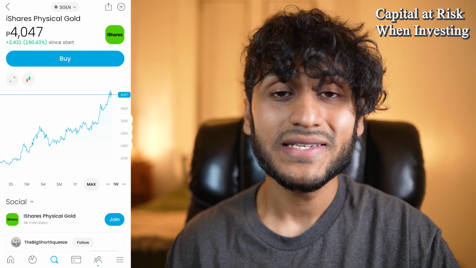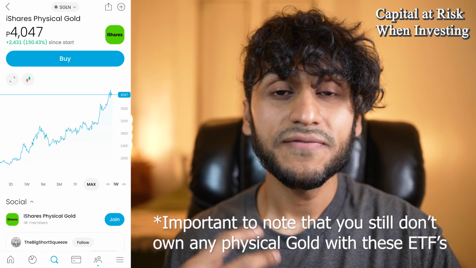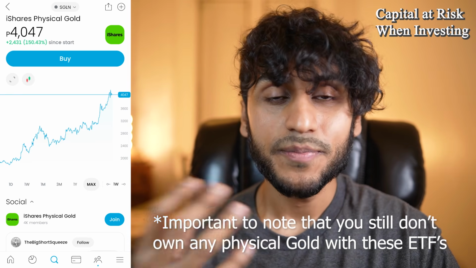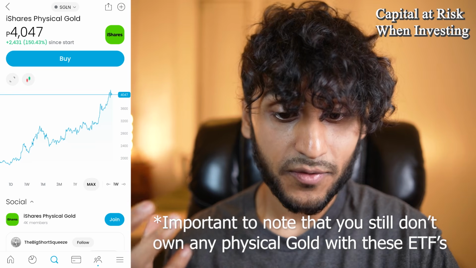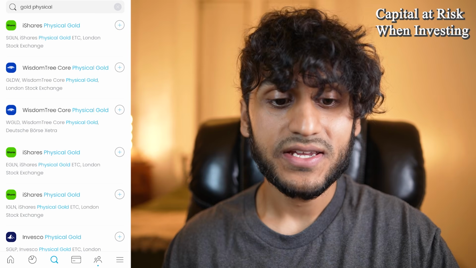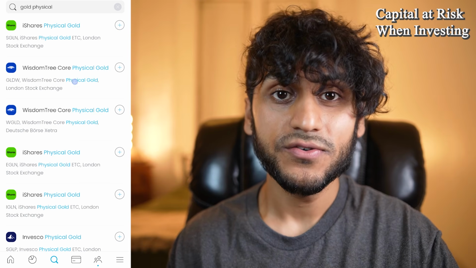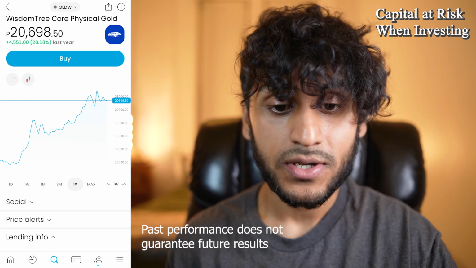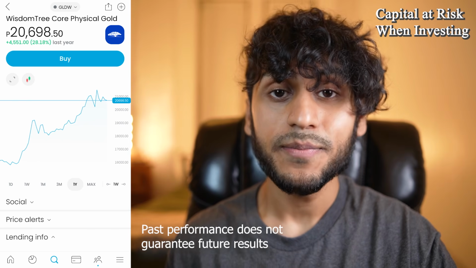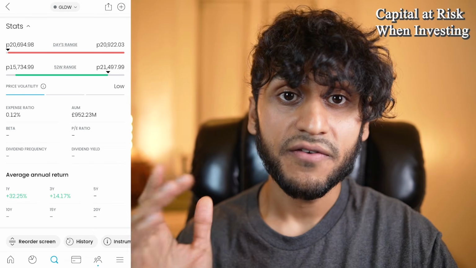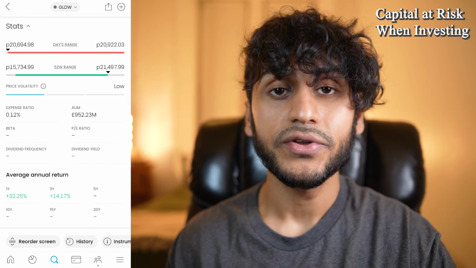So if you want to invest into an ETF like this, it's very convenient because you don't have to own gold. You can go on holiday with the peace of mind that nothing's going to get stolen from you, unless of course your phone gets stolen. If for whatever reason you don't like iShares, WisdomTree has you covered too. As you can see, this fund here, the WisdomTree Core Physical Gold, is very similar, up by 28.18% over the past year. This also has the same expense ratio, so they're very competitive with iShares, at 0.12%.